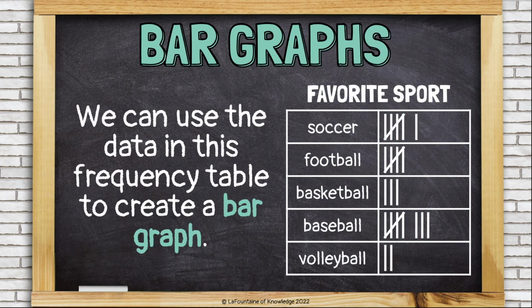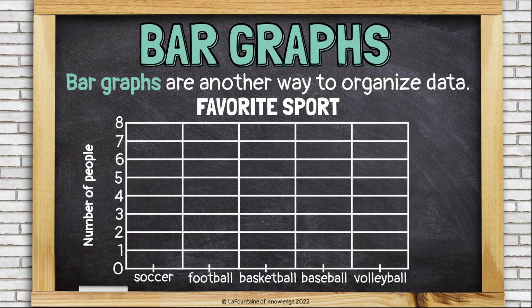We can use the data in this frequency table to create a bar graph. Bar graphs are another way to organize data. A bar graph also has a title. The title here is still favorite sport. And it has categories, which remember are like the answer choices. Soccer, football, basketball, these are the sports that they had to choose from.